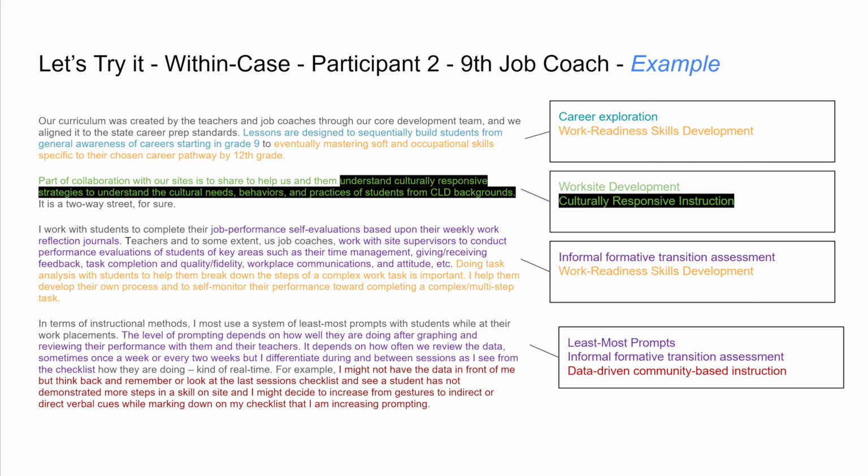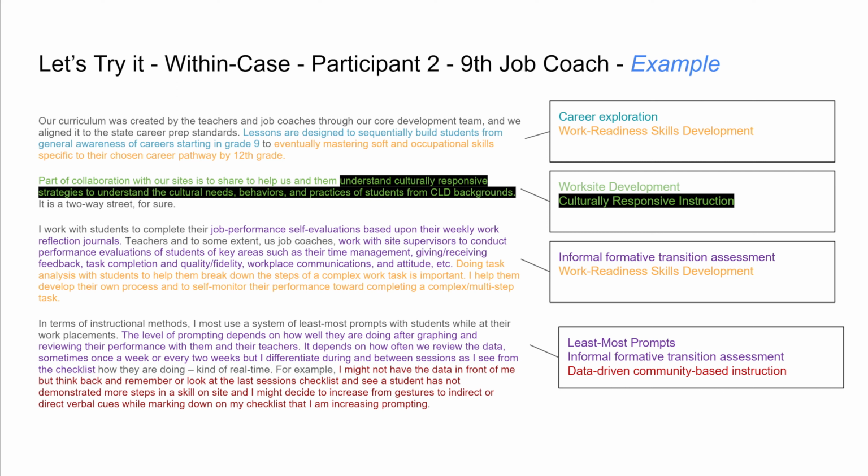In that next part, I used informal formative transition assessment again, because they were using job performance self-evaluations, that's informal, and they were using it weekly, so that's formative. We learned that they were doing it with site supervisors when they're evaluating. They're doing performance evaluations on time management, giving and receiving feedback, right? So we're learning all about what this looks like on the work site. And now we get to see not just how informal transition assessment was used with the previous participant, but now we're learning a little bit more about it too, right? So not only to make instructional decisions, but also to help students reflect and learn about themselves.